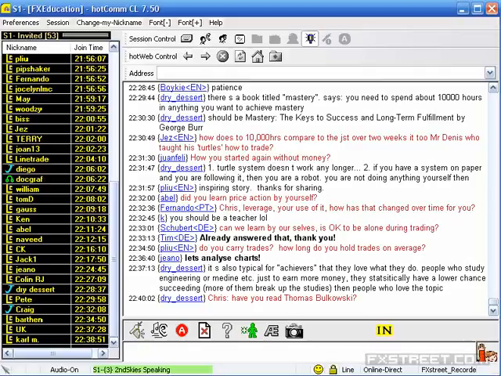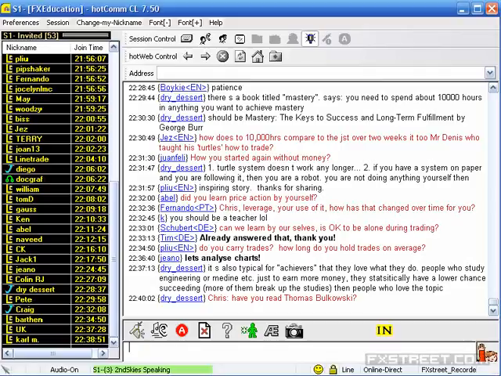Fernando says, Chris, leverage, your use of it, how has that changed over time for you? It's been exactly the same. I'm still trading 100 to 1. Hasn't changed at all. Every now and then, I may do 50 to 1, but it's still 100 to 1.